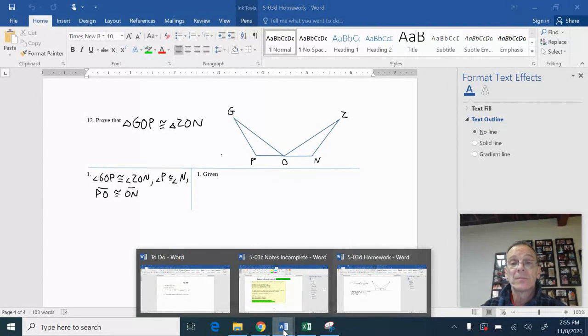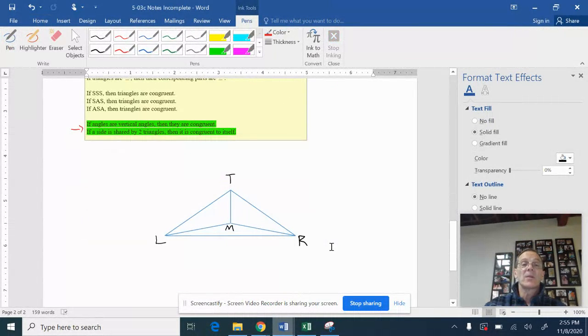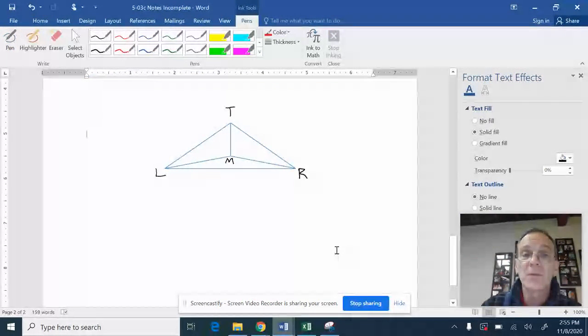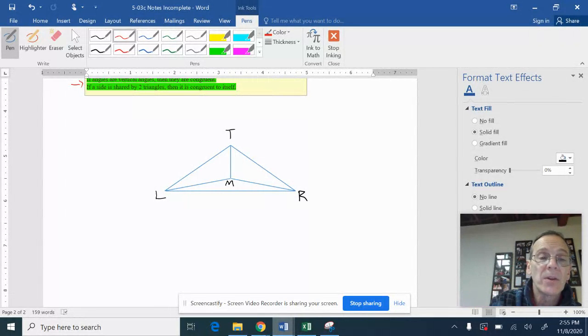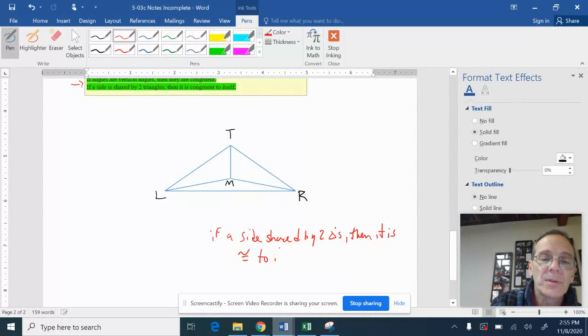Notes here. And I want to just show you one more picture. Here's what students very commonly do. In fact, this picture looks a lot like one of the last proof problems we were just looking at. They will write this reason: if a side is shared by two triangles, then it is congruent to itself. And they'll mark TL congruent to itself, and they'll say TL is congruent to TL.